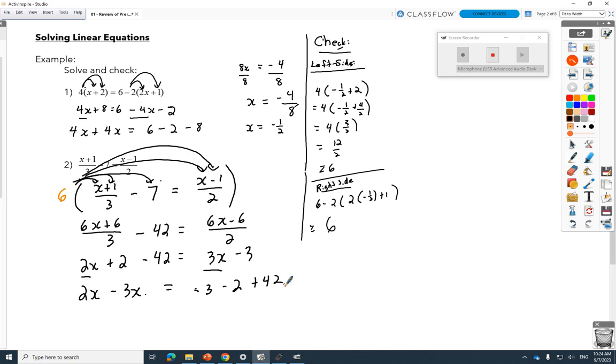And I get negative x on this side when I collect those terms. And I get negative 3 minus 2, which is negative 5, plus 42, which is 37. Negative x equals 37. That's a little tricky, actually.